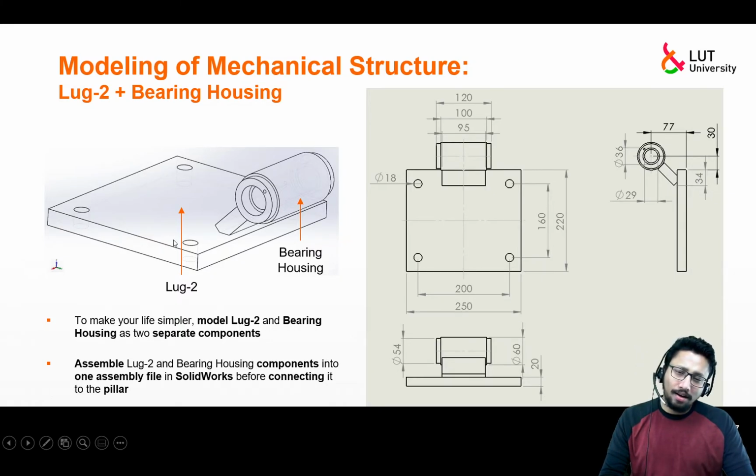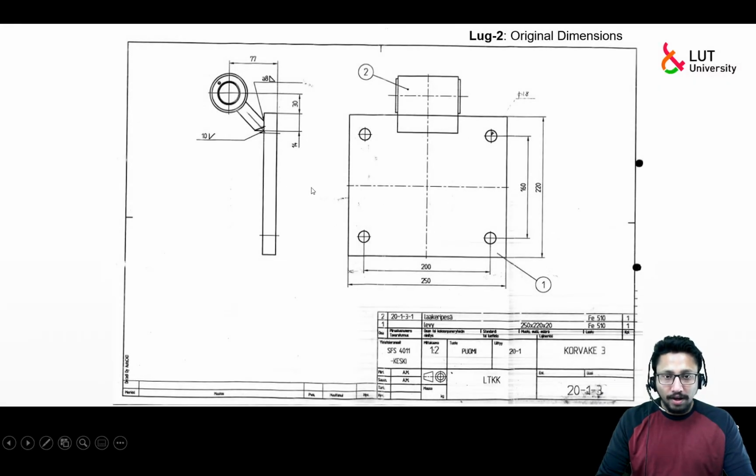Why do we do it like that? Because from a manufacturing point of view, manufacturing this bearing housing separately is a good idea, where you can simply use some kind of welding in order to connect it with lug 2. So the combination looks like this as shown here. Again, this is what I drew a couple of years ago, and the units are in millimeter here.